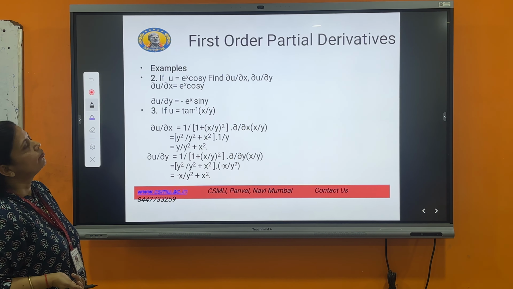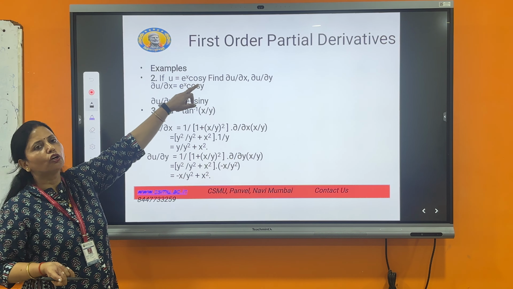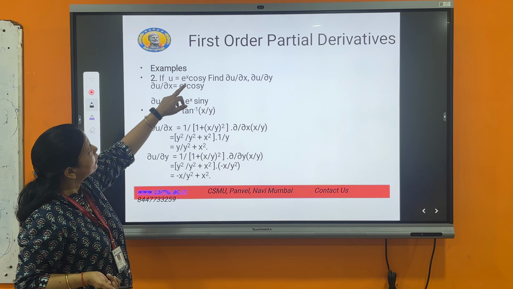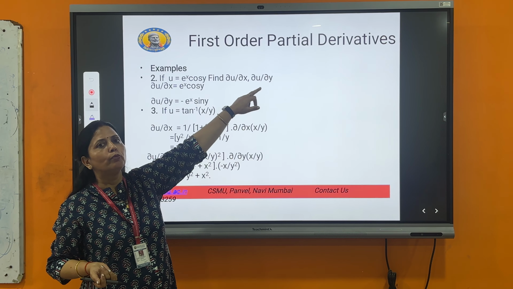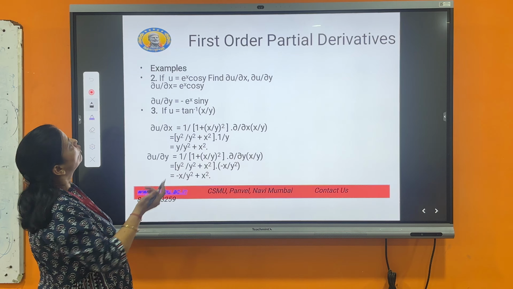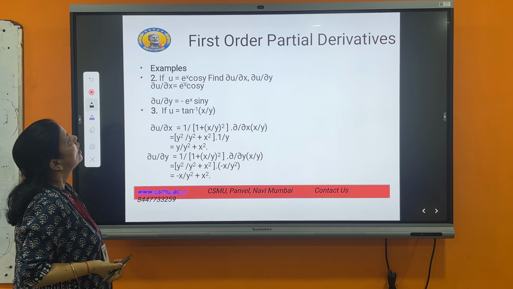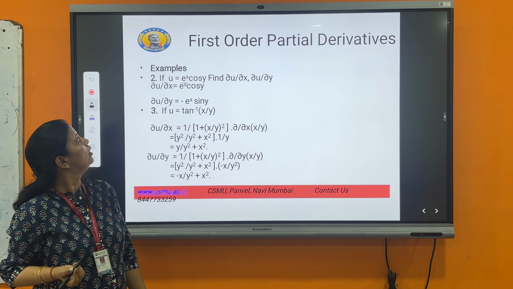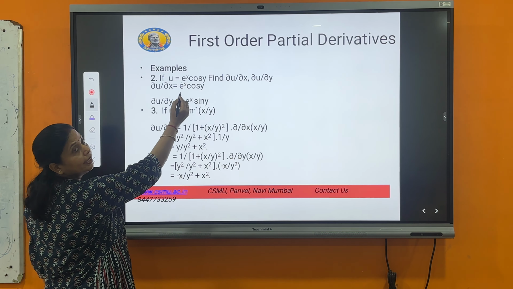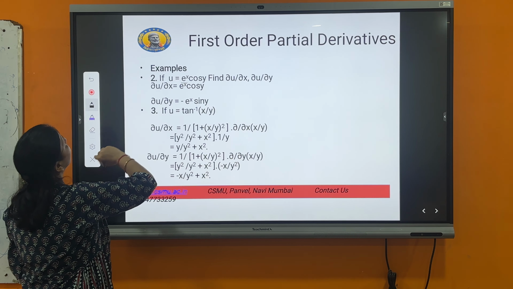Now, one more example of first order partial derivatives. If we take z equal to e raised to x cos y, two functions are there: one is exponential, the second is a trigonometric function. To find del z by del x and del z by del y, first we find del z by del x, keeping y constant, and we differentiate the exponential function with respect to x. As you all know, the derivative of the exponential function is the same as itself. So the derivative of e raised to x will be e raised to x. Cos y, being a function of y, will be treated as a constant and stays as it is.